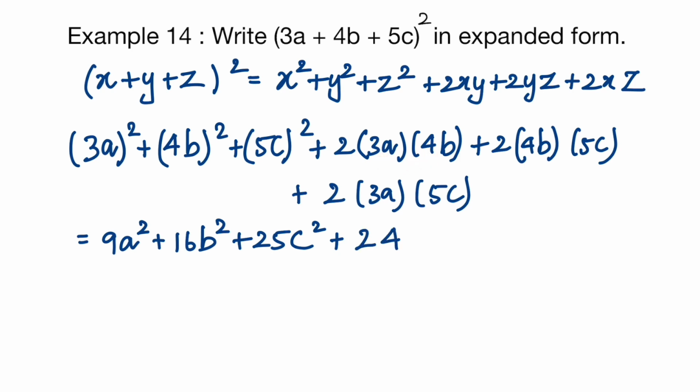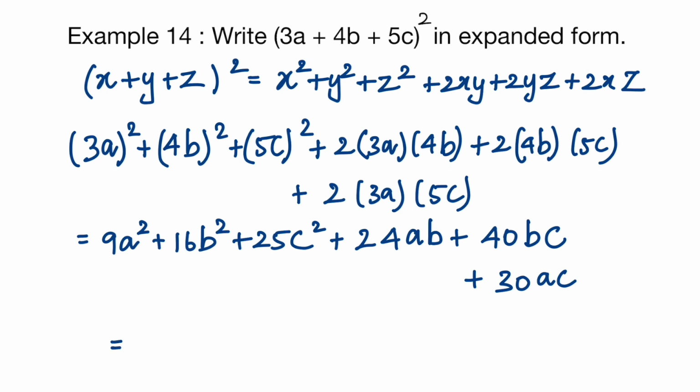So that is going to be 24ab, plus the next term we have is 2 into 4 into 5. 2 into 4 is 8, 8 times 5 is 40. So 40bc, plus the last term that we have is 2 into 3 into 5. 2 into 3 is 6, 6 times 5 is 30. So 30ac. So that is your answer.